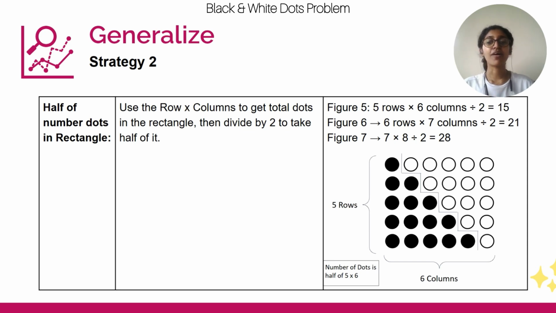So let's take the example of figure 5 here. Figure 5 has 5 rows and 6 columns, and they will multiply both 5 and 6 to come up with the total number of dots. And then they divide it because they know that the number of black dots is half of the total number of dots. When they divide the product of 6 and 5 by 2, that is 30 by 2, they get the answer as 15, which is actually true for the number of black dots in figure number 5. So this is another strategy as students might observe and come up with.